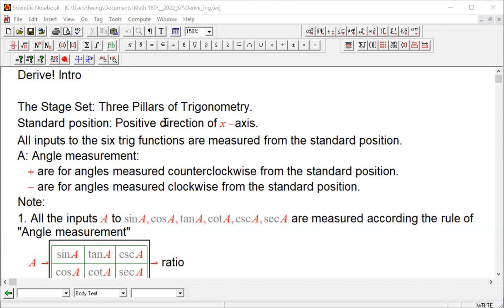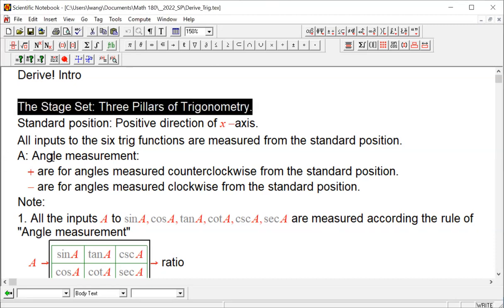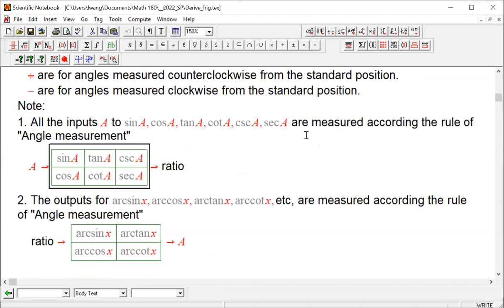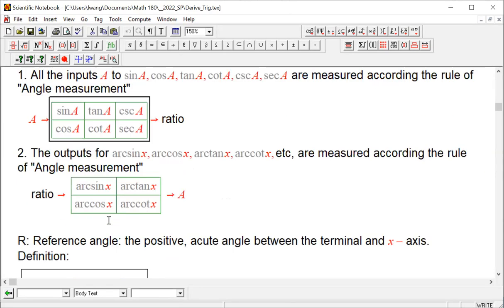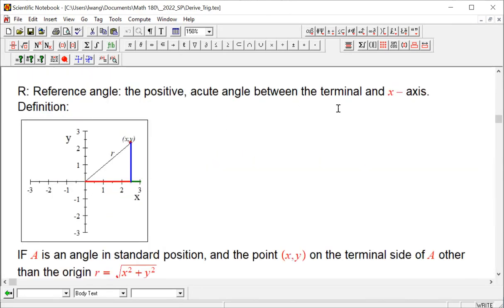And of course, as always, whenever we discuss trig functions, we're discussing this on the stage set, which is all the angles are measured from standard position. Positive angles are measured counterclockwise and negative angles are measured clockwise, all from the standard position. And the note we talk about here is that all the input angles or output angles are all measured in the same way, following the same rule. And reference angle, of course, is the positive acute angle between terminal side and axes.